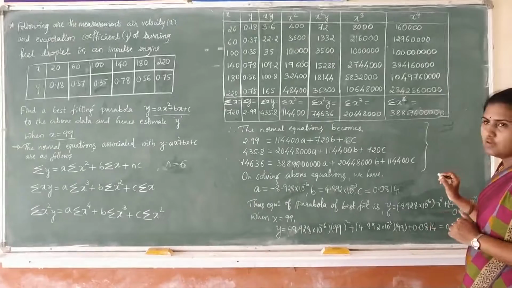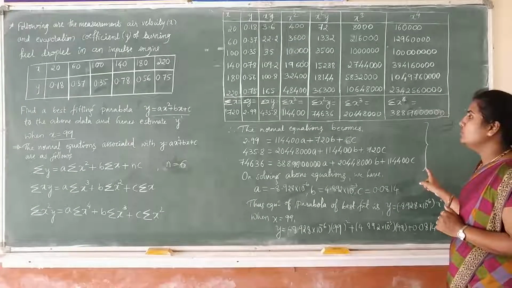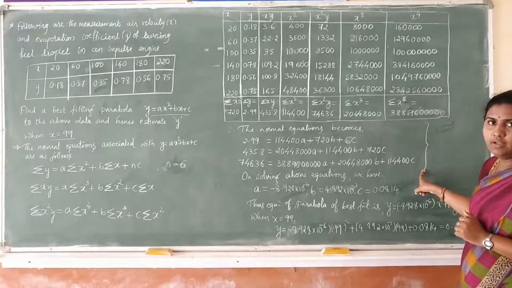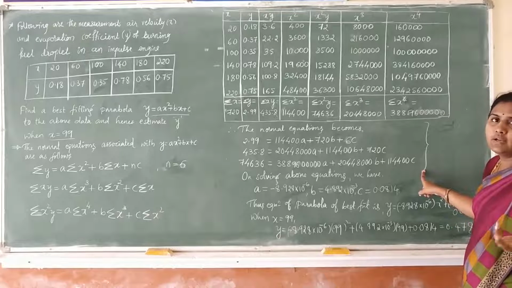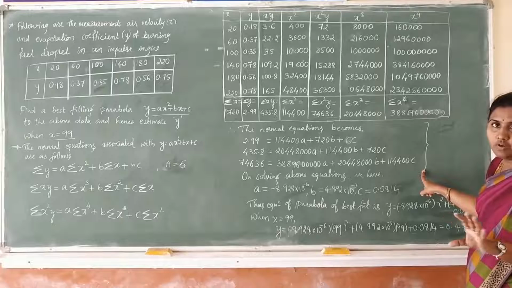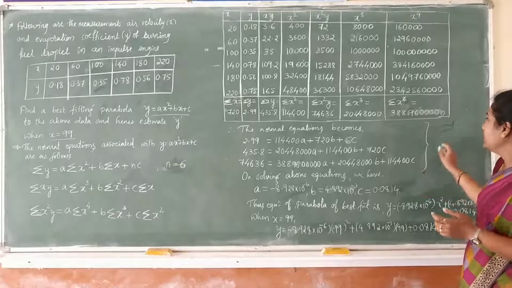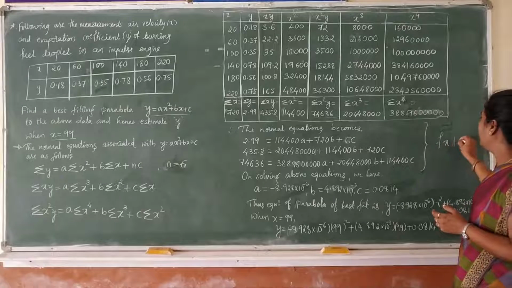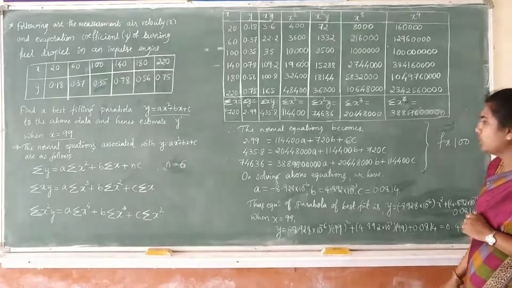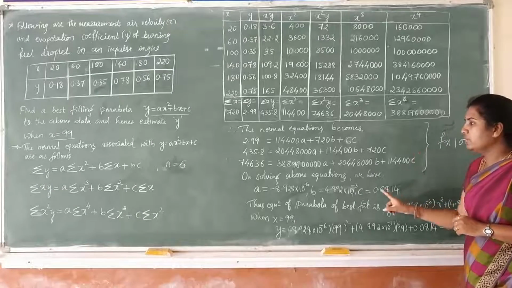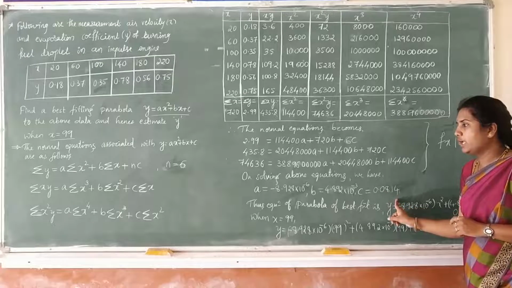This we need to solve by a calculator which has the equation mode. For example, fx100 is one of the calculators which have the equation mode, or you may have many other calculators which have equation mode. By using that we can find the values of a, b, c.